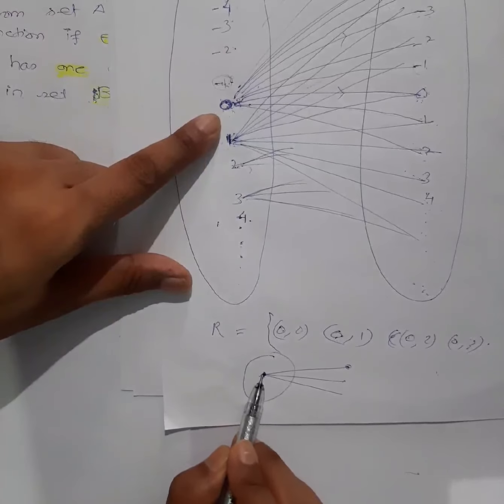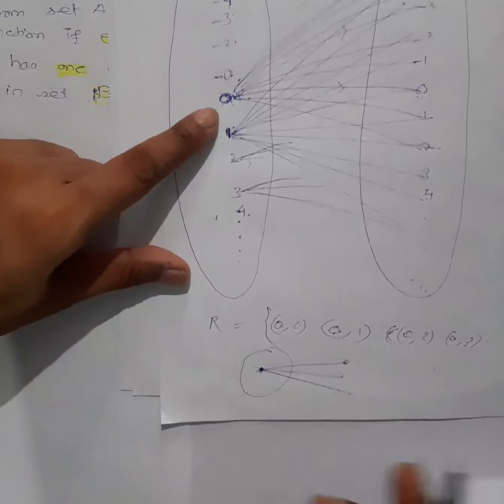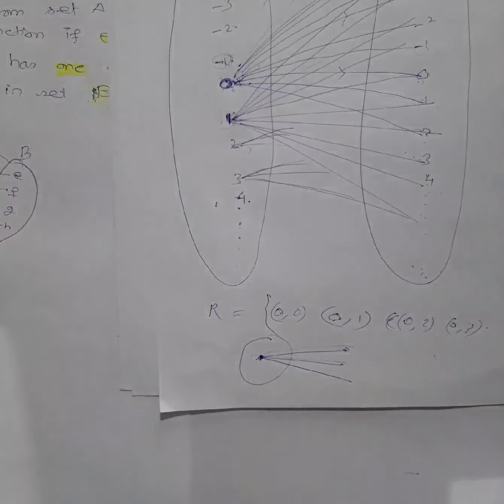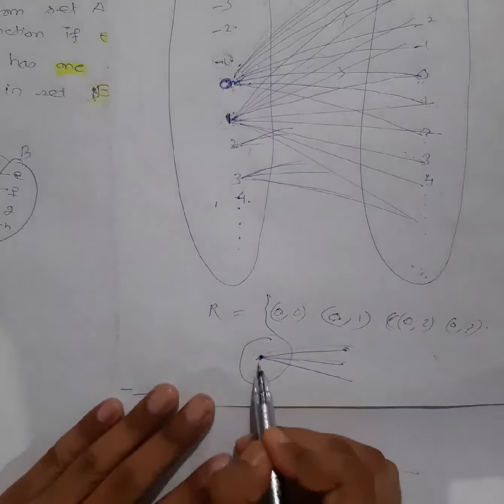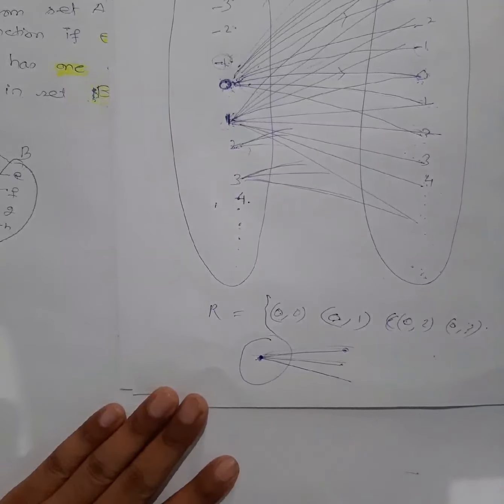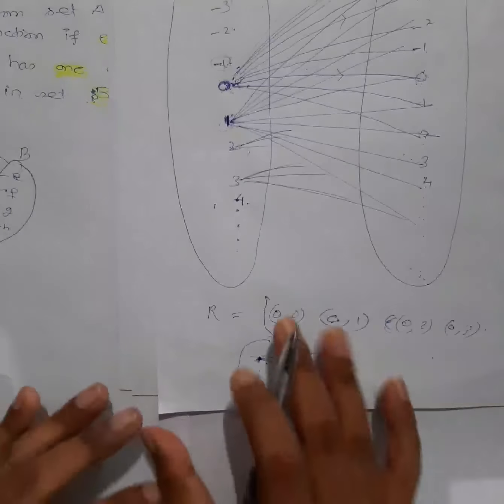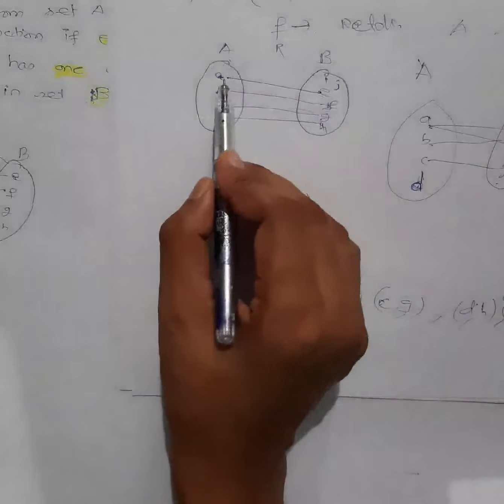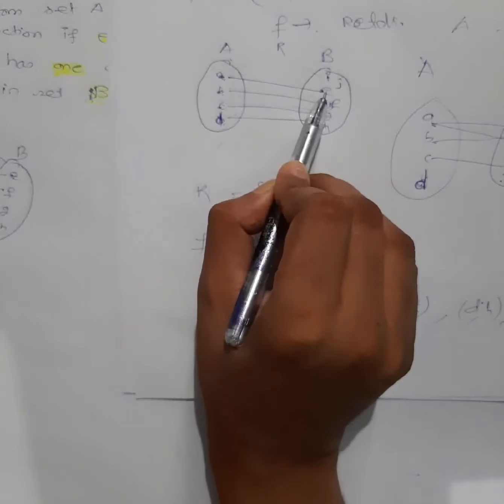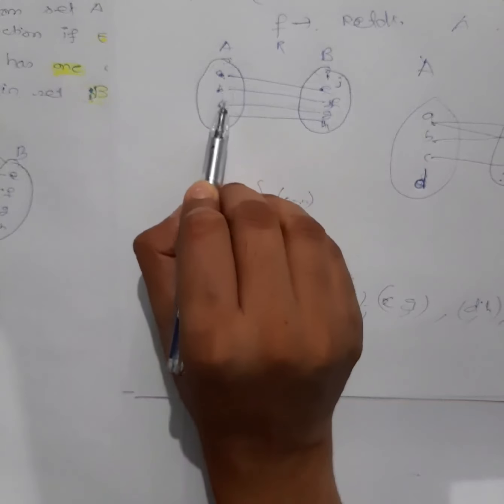So you can see this element itself is having how many images? Multiple images. This element itself is having multiple images, but in a function it cannot happen. Okay, in a function you must have every element with exactly one image. Each element here must have an image, first thing, because they have said it in the definition.